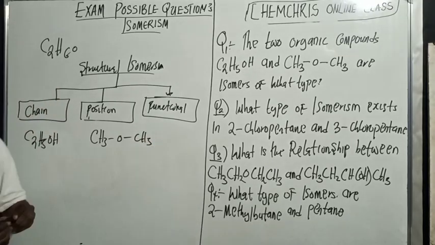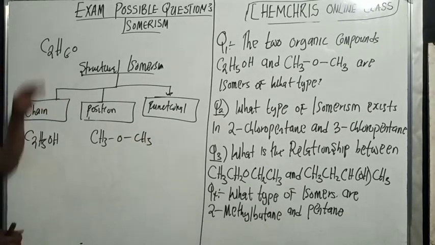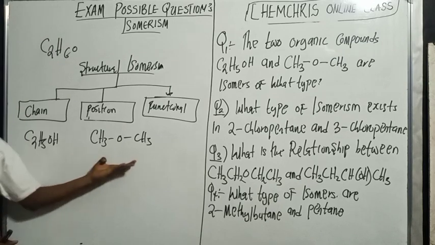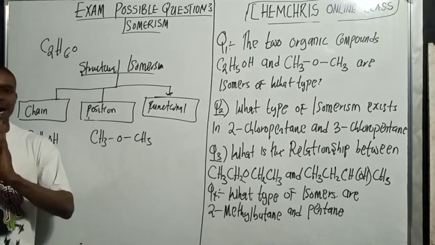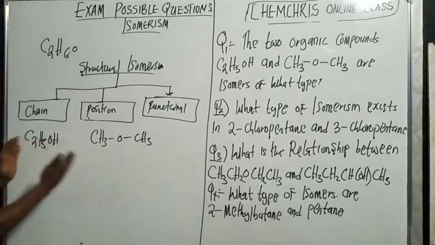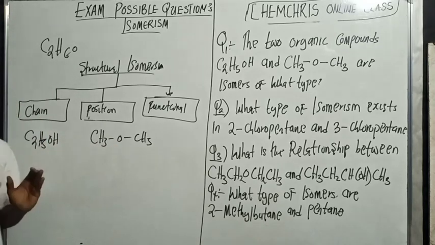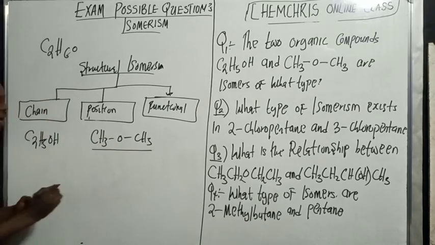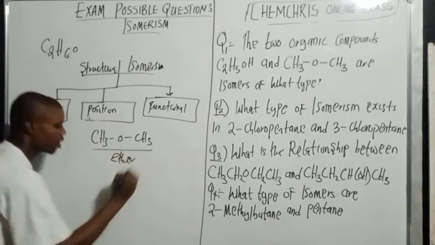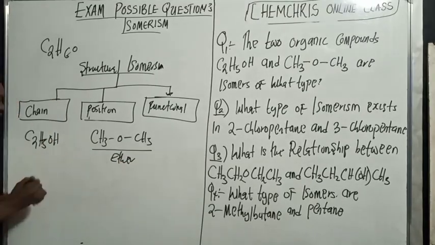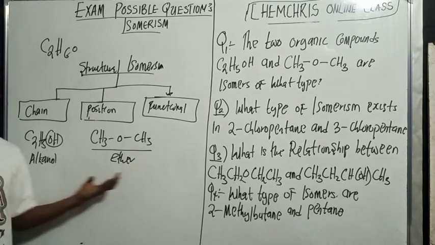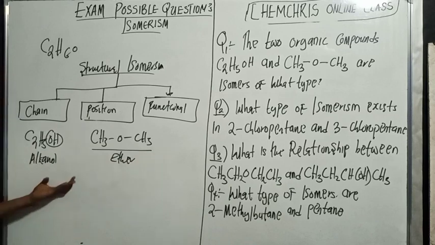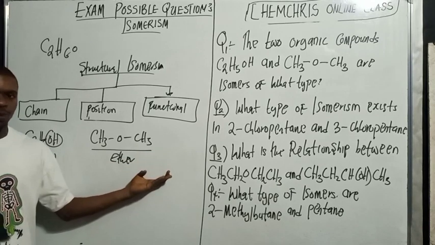CH3OCH3. Like I said, both of them have the same molecular formula but the structure differs. If you compare this one and this one, what are the differences? What differentiates them? First, this one is an ether, while this one is an alcohol, called an alkanol. The two don't have the same functional group. The functional group differs.